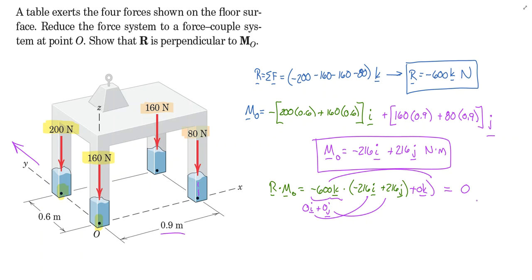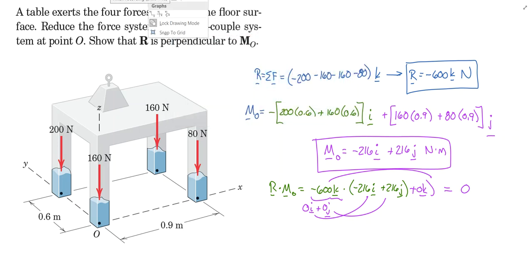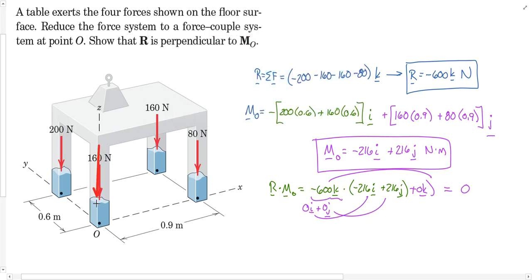All right, let's make a sketch real quick of what this would look like, and then I'll show you how to do one other thing with it. So let's grab our force arrow here, and we can make a sketch of the resultant. So the resultant is straight down in the negative K. So here is R. And then we have a moment that's in the negative I direction. So that would be this direction.